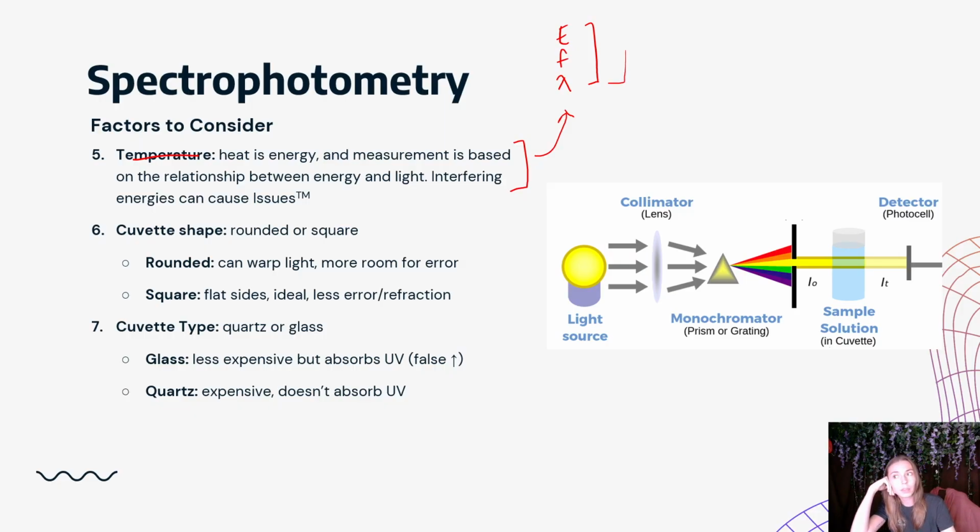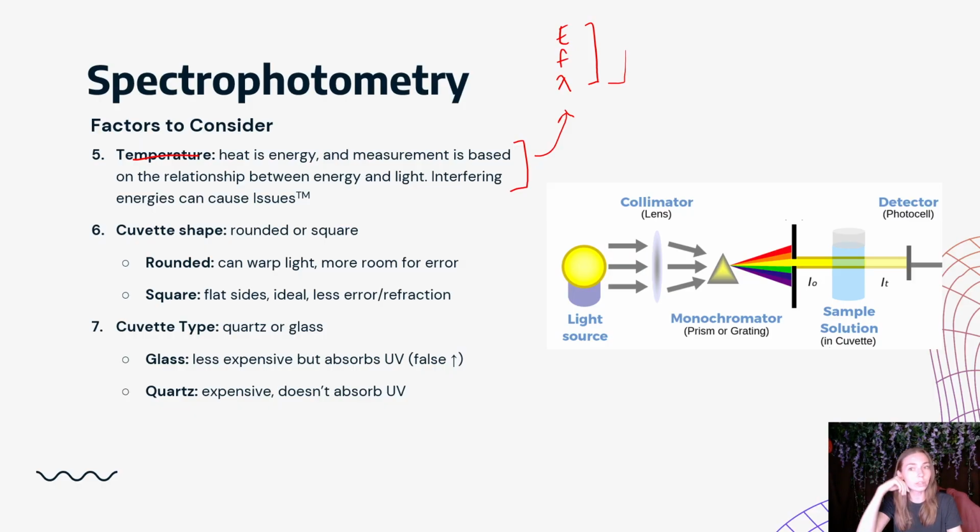Other things that you need to be aware of is your cuvette shape. We have two types mainly. You can have a rounded cuvette and you can have a square cuvette. If you remember from physics, like the concept of lenses bending light, a curved cuvette, a curved reaction vessel, can also refract light in that same way.